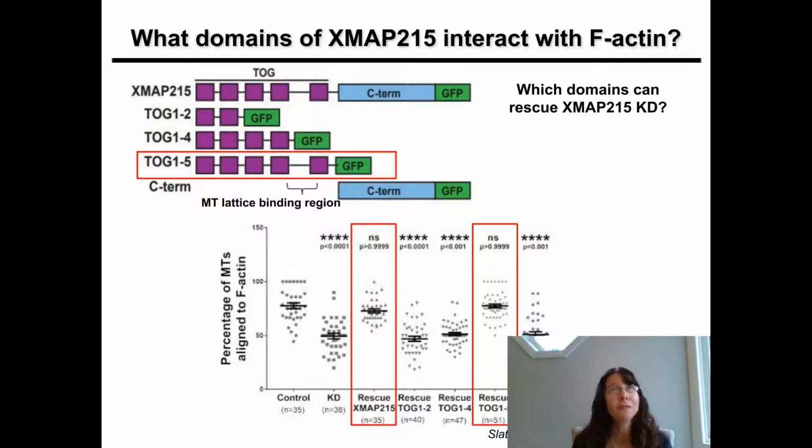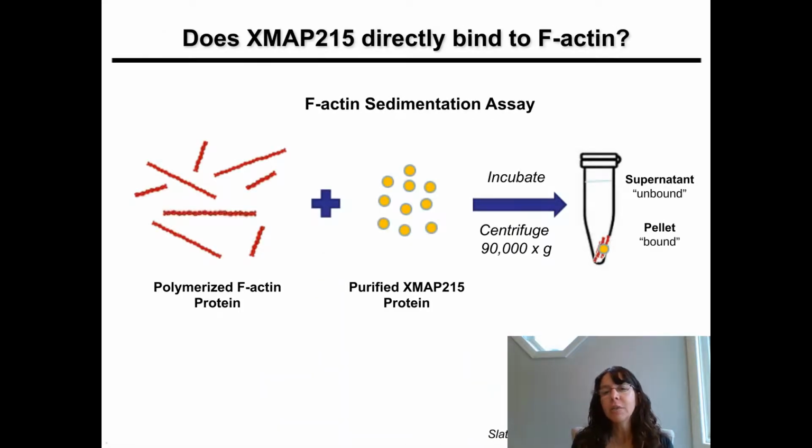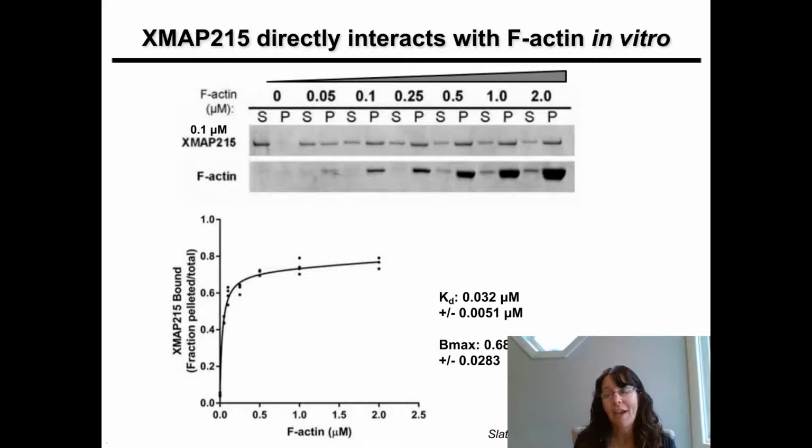But we wanted to know, this was the very first time XMAP215 had been associated with F-actin. So can it actually bind to F-actin in vitro? Is this even possible? So to test this, Garrett, my PhD student, used an F-actin sedimentation assay, where he combined polymerized F-actin along with purified XMAP215 protein, and then combined them together, spun them down. Anything that bound to the pellet was binding to F-actin, and anything in the supernatant was not binding to F-actin. And what he found was that indeed, XMAP215 could directly bind to F-actin in vitro. You can see as the levels of F-actin go up, there's increasing levels of XMAP215 in the pellet. Okay, and this shows very strong binding to F-actin.